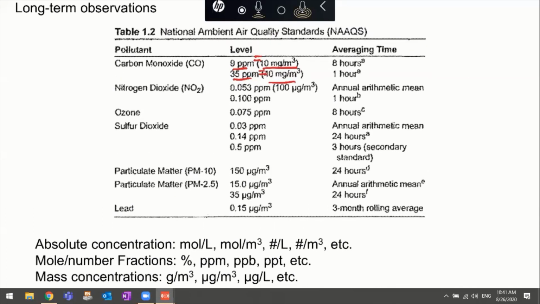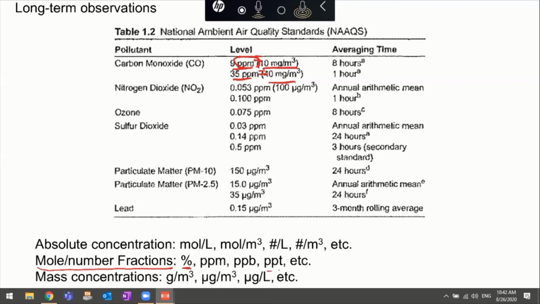So if we further look at these units here, so ppm, parts per million, right? So we mentioned that they're actually mole fractions. So it's the fraction of these gas molecule among all of the gas molecules, right? So we can normally have the unit of percentage, right? Or ppm, parts per million, parts per billion, parts per trillion, etc.